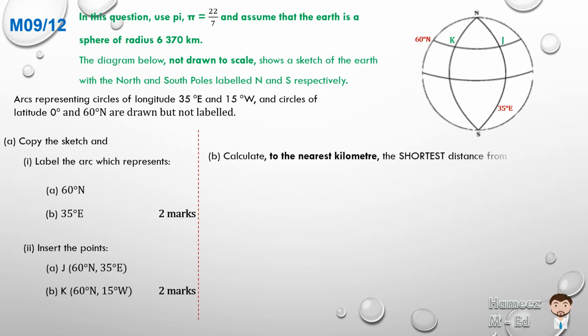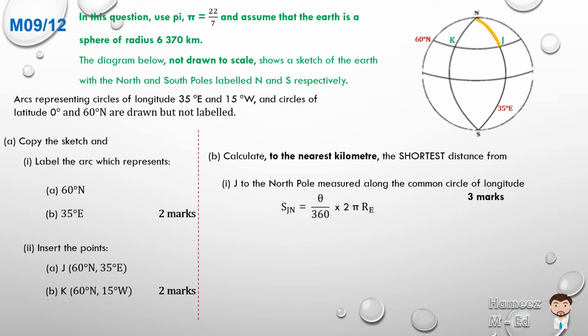Part B, calculate to the nearest kilometer the shortest distance from J to the North Pole measured along the common circle of longitude. So what we could recognize here, let's bring up that line, we'll highlight it in yellow or orange, from J going up to N, and that is part of a circle whose radius is the radius of the Earth. If we want to find the length of an arc along a circle, then the length of an arc, let's represent that as S, from J to N would be the angle that we're moving, theta, over 360 degrees, that fraction, multiplied by 2 pi r, r being the radius of the Earth.